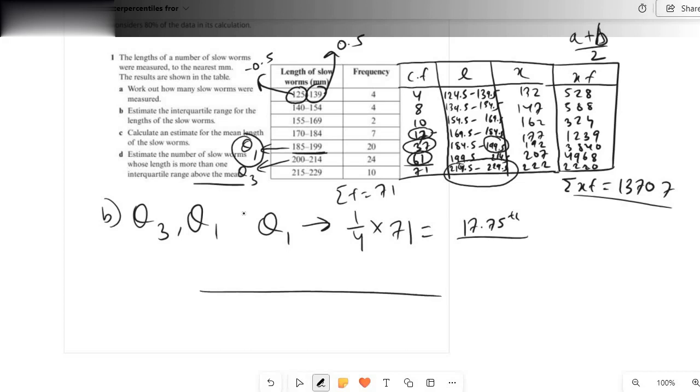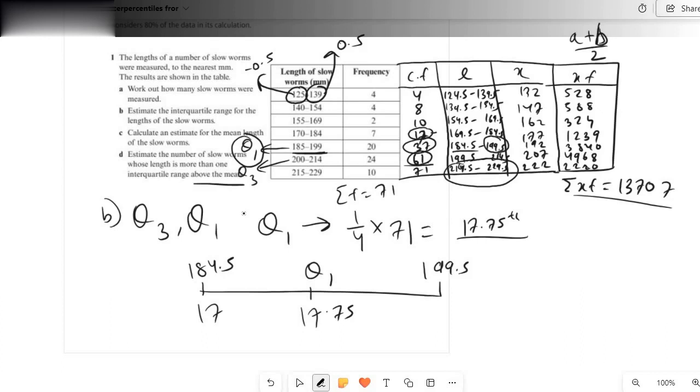Therefore, we can construct a straight line and then we'll place Q1 here, which is the unknown variable. At the end, this will be the lowest boundary, which is 184.5. Do note that we are still using the corrected boundary. And for the highest boundary, this is going to be 199.5. We have a value of 17 because the cumulative frequency for 185 ends at 17. For Q1, this is going to be 17.75.